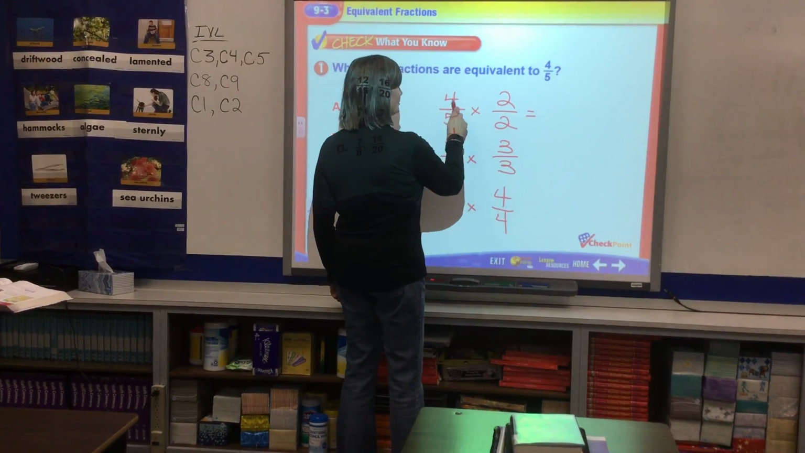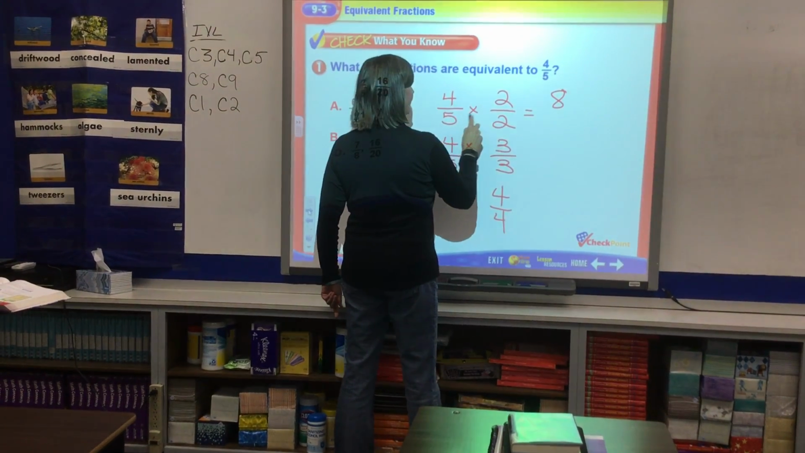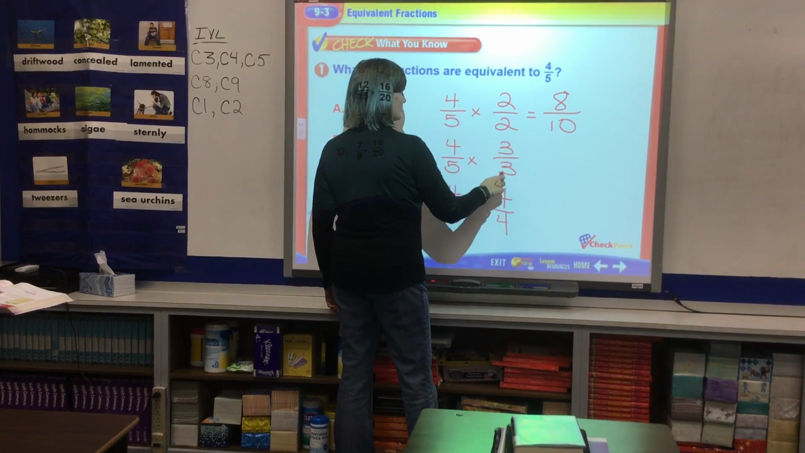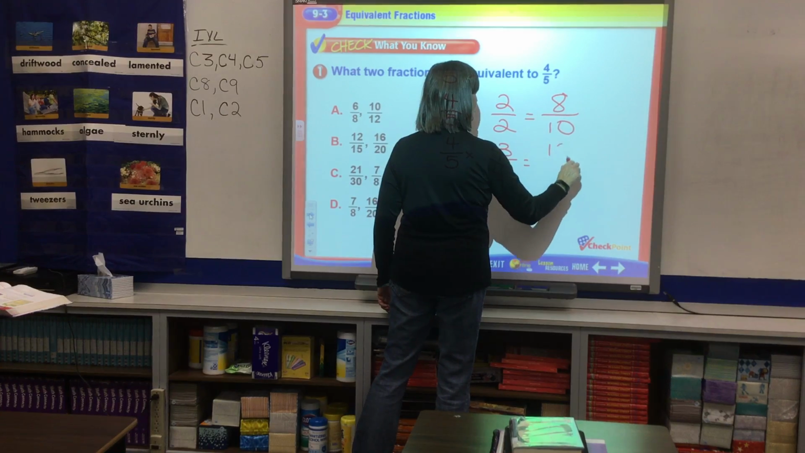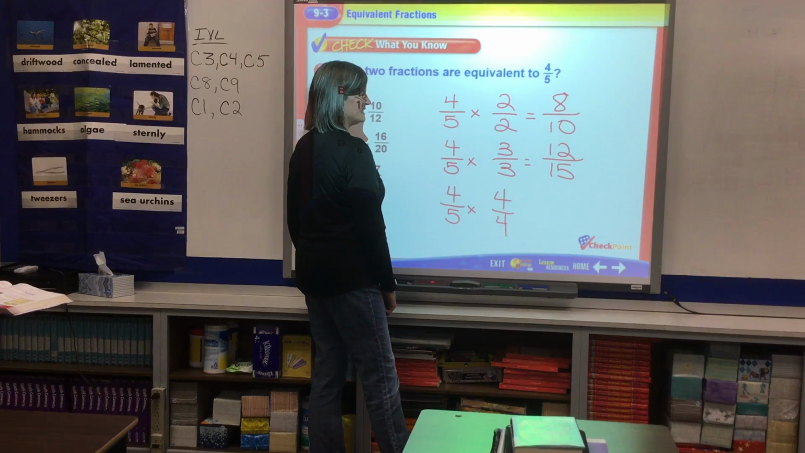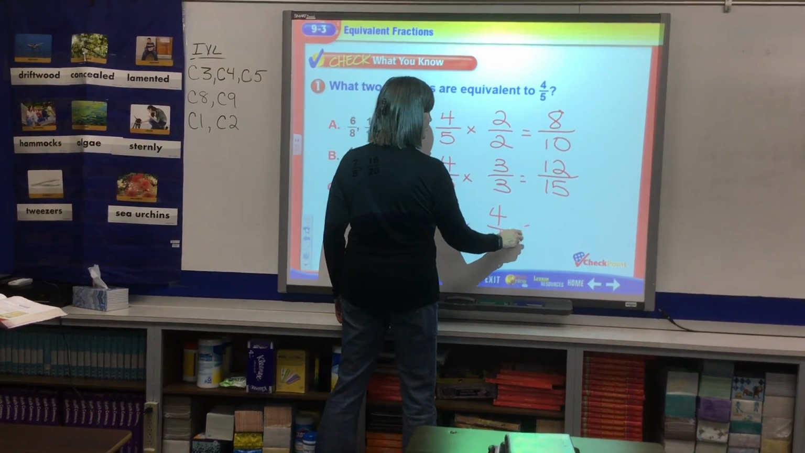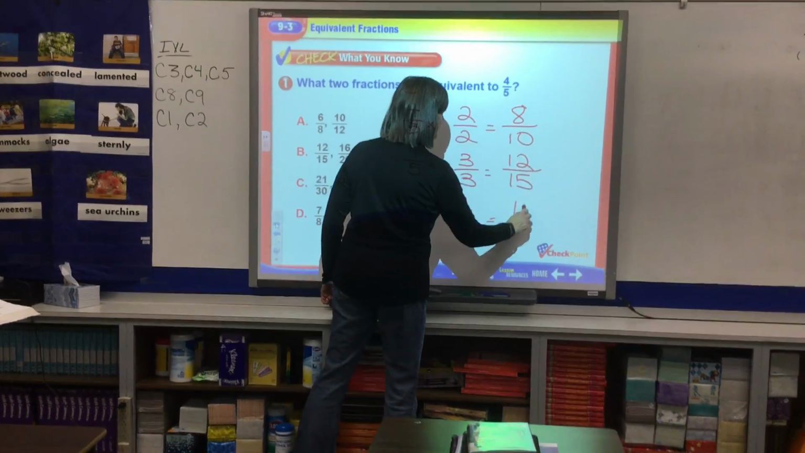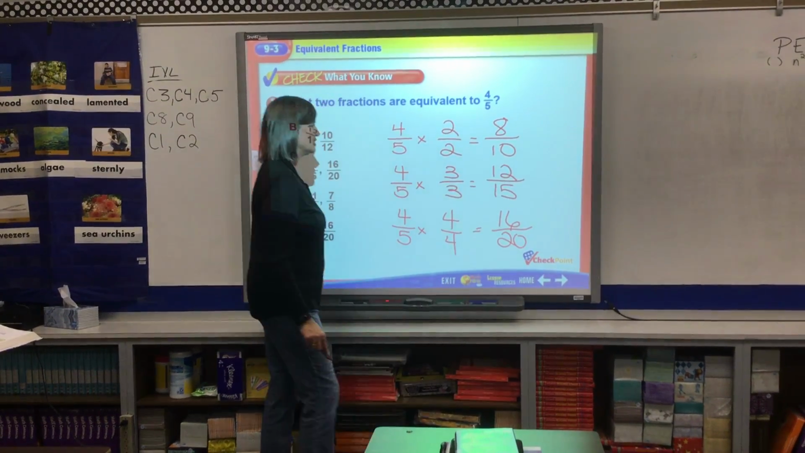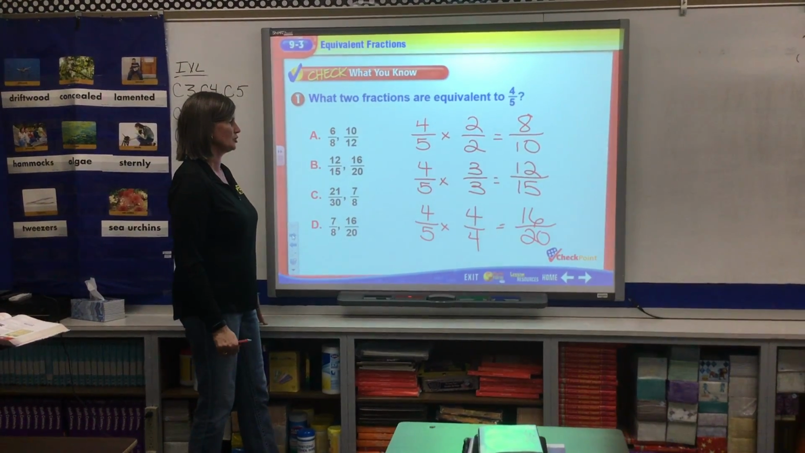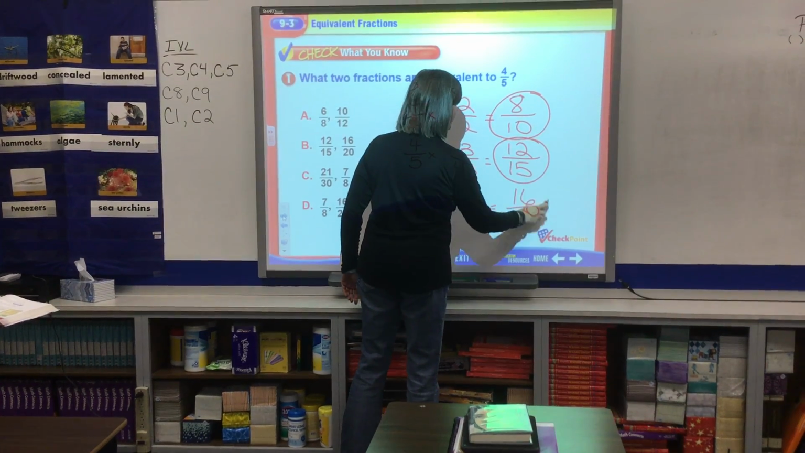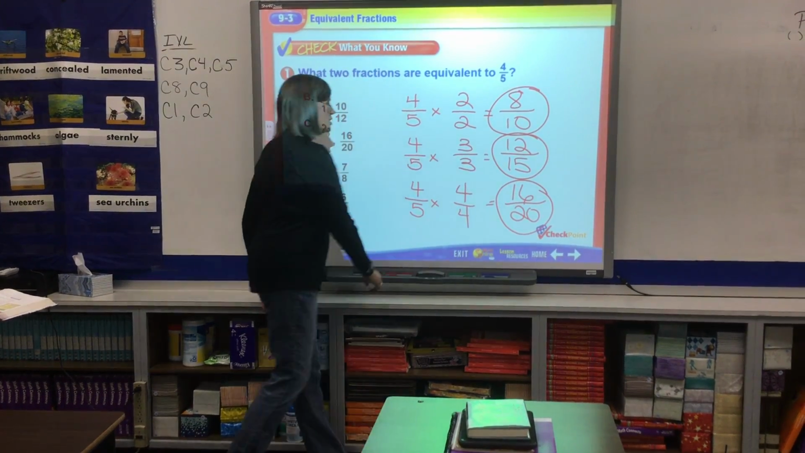So I multiply my numerators. 4 times 2 is 8, and 5 times 2 is 10. So 8/10 is equivalent. 4/5 times 3 over 3: 4 times 3 equals 12, and 5 times 3 equals 15. So 12/15 is equivalent. And then here I'll multiply my numerators. 4 times 4 is 16, and 5 times 4 is 20. So 16/20 is also equivalent to 4/5. So I've got 8/10, 12/15, and 16/20.